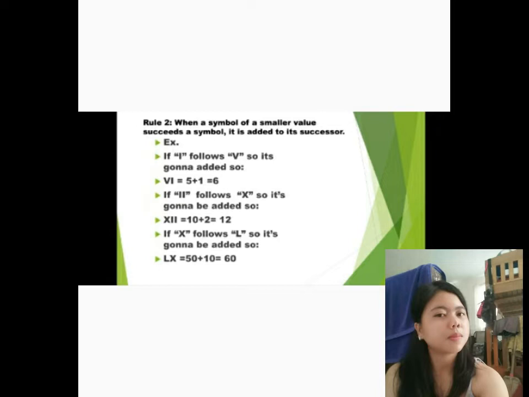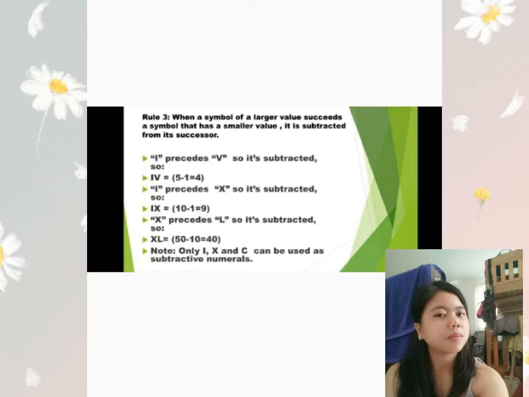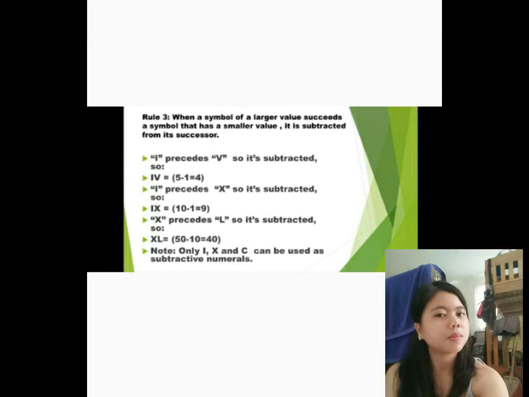Rule number 3. When a symbol of a smaller value precedes a symbol that has a larger value, we will subtract it from its successor. For example, if X precedes L, we will subtract it, so XL is 50 minus 10, which is equal to 40. Note, only I, X, and C can be used as subtracted numerals.